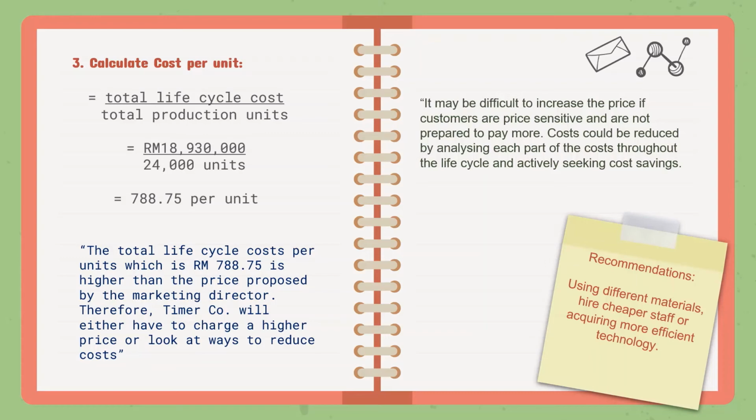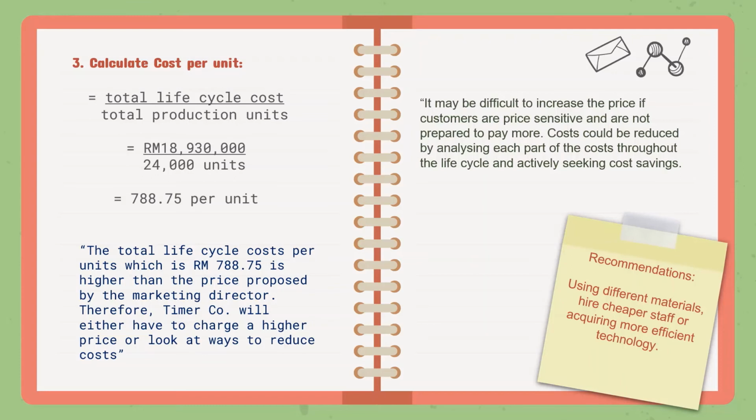From the result calculating by using life cycle cost, we can say that the total life cycle cost per unit, which is 788 ringgit 75 cents, is higher than the price proposed by the marketing director. Therefore, Timerco will either have to charge a higher price or look at ways to reduce costs. But in a real life situation, it may be difficult to increase the price if customers are price sensitive and are not prepared to pay more.